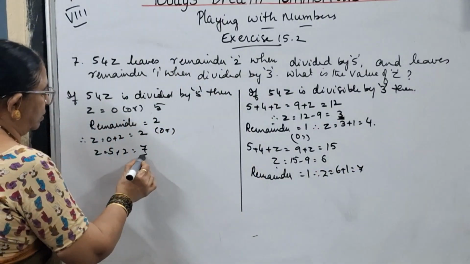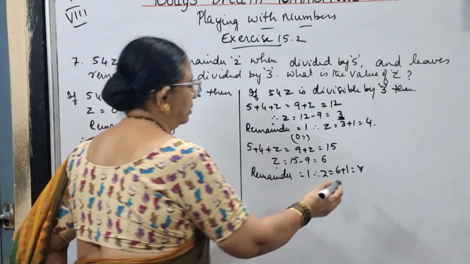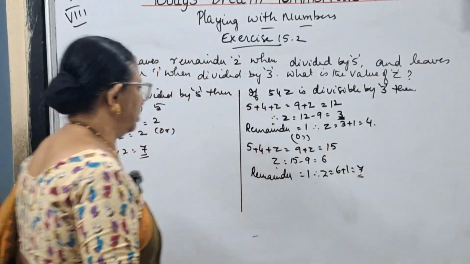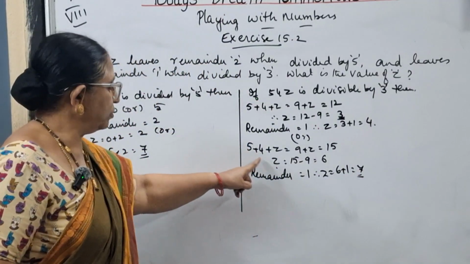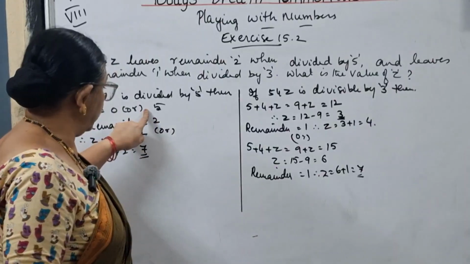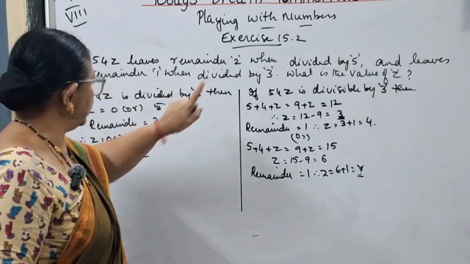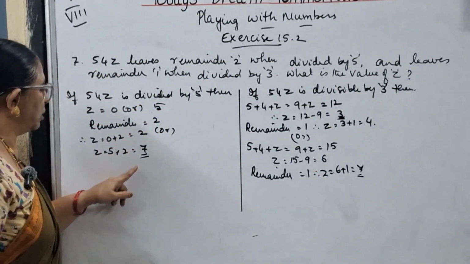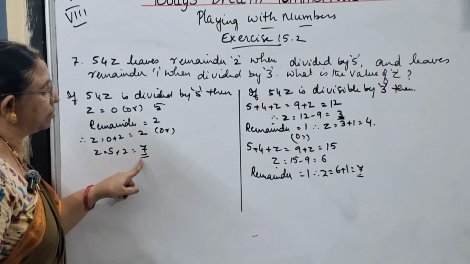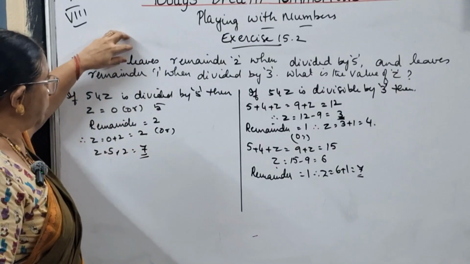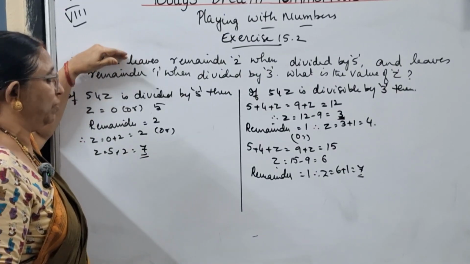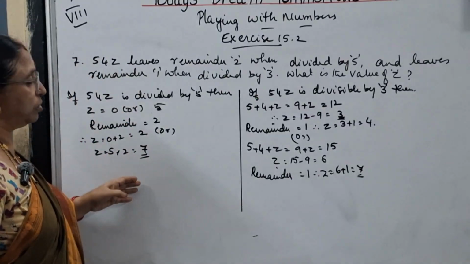In both the cases, you are having 7, children. Whether it is divided by 5 or divided by 3. If it is divided by 5, two values are possible, either 2 you can take or 7 you can take. But this problem is dealing with both the numbers 5 and 3. So which one suits we don't know.